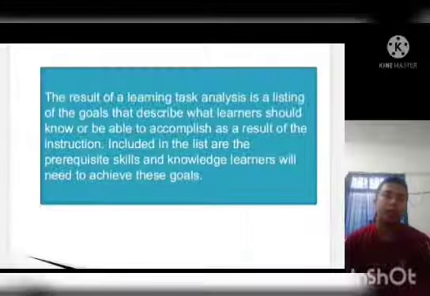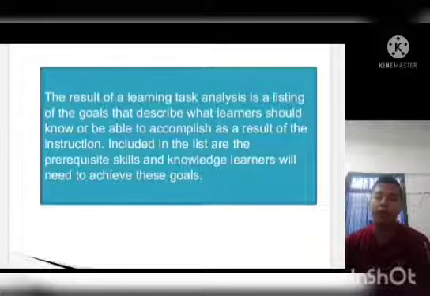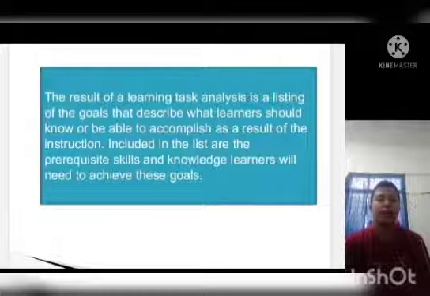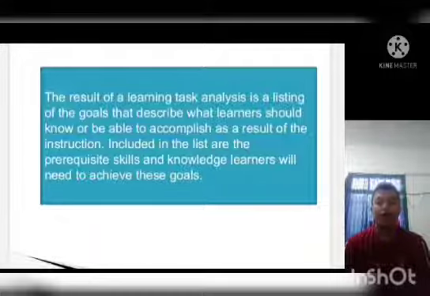Okay, last is about the result of a learning task analysis. The result of a learning task analysis is a listing of the goals that describe what learners should know or be able to accomplish as a result of the instruction. Included in the list are the prerequisite skills and knowledge learners will need to achieve this goal.